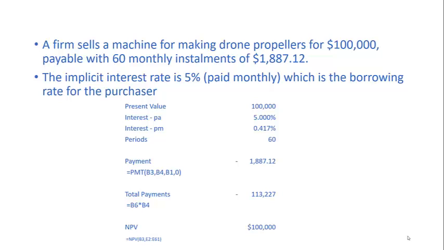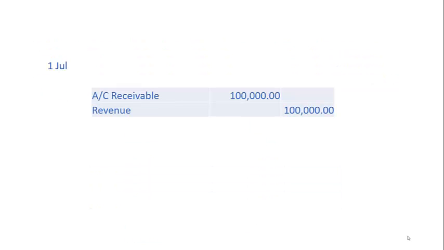So what I've done next is I've calculated the net present value of the payments. It's a little bit circular, but just so you can see the process, that's all. And what you can see here is that the net present value of those cash flows is $100,000. And so when it comes to recognising the revenue, what we'd recognise on the day in which we sell the machine would be revenue of $100,000. So on the 1st of July, when we sell the machine, we'd recognise revenue of $100,000 and an account receivable of $100,000.